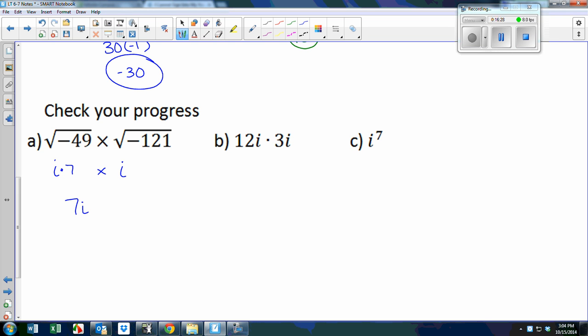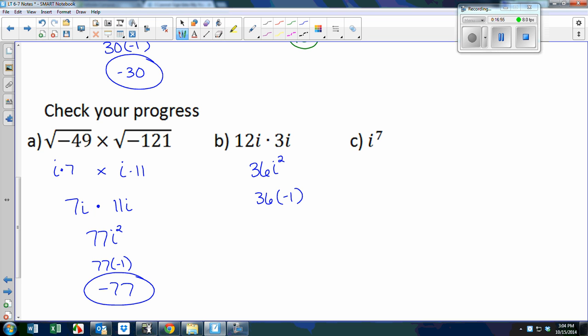Times, let's see, I'm going to poke the i out, and the square root of 121 is 11, so i times 11 becomes 11i. So when you multiply 7i times 11i, you get 77i squared, and again, i squared is -1, so we replace that, and your final answer is -77. 12i times 3i is 36i squared, and again, you can replace i squared with -1. So your final answer is -36.